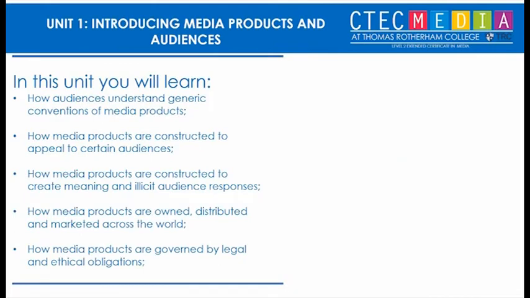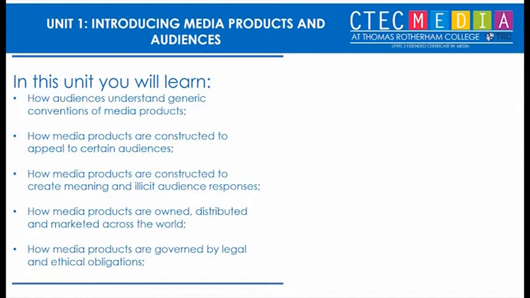Okay, so for Unit 1, this one is basically an introduction to how we study the media. We will be looking at, first of all, how audiences understand generic conventions of media products. What that basically means is how our audience is aware that a product belongs to a certain genre. So how do you know, for example, you're looking at a poster for a horror film? Or how do you know you are looking at a music magazine? What are the different expectations or rules that you would expect to see in that particular product?